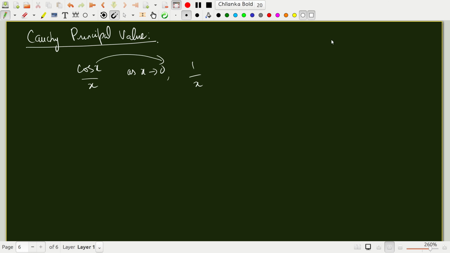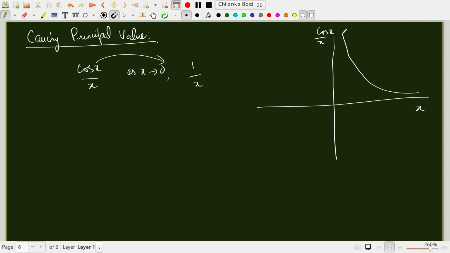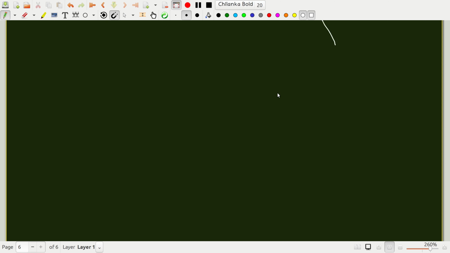Now I'm plotting cos x by x as a function of x. The integrand diverges if I go from the positive side like this, but if I go from the negative side, it also diverges to minus infinity. So there is a cancellation of these two infinities in some sense. That gives rise to a finite value: the integral from minus infinity to infinity of cos x by x dx is 0. Such things are called principal values, because if I look at it partially, there is a divergence of these integrands, but still you are getting a finite value for the integral.